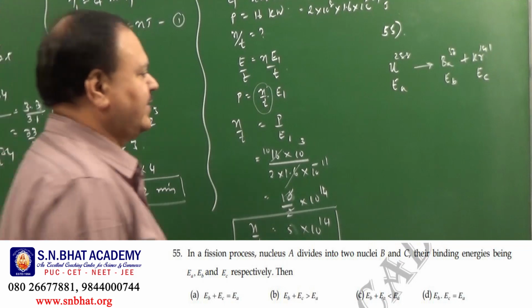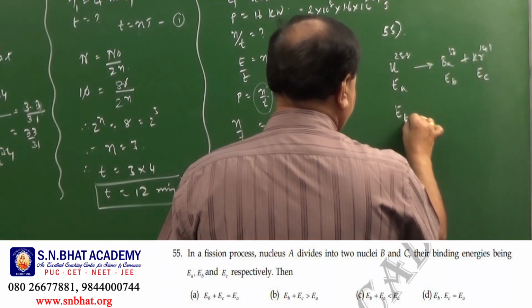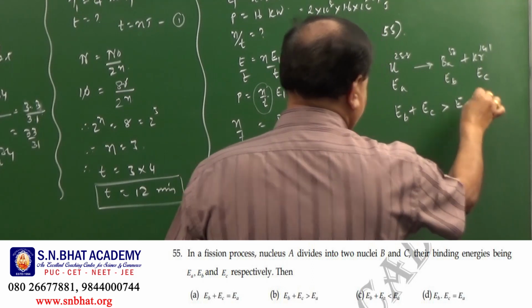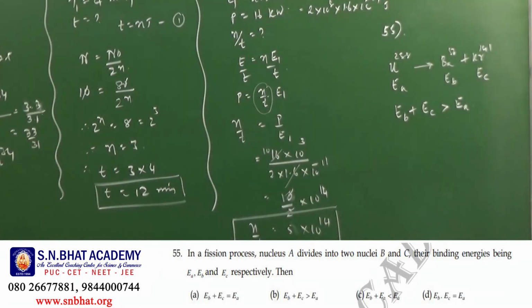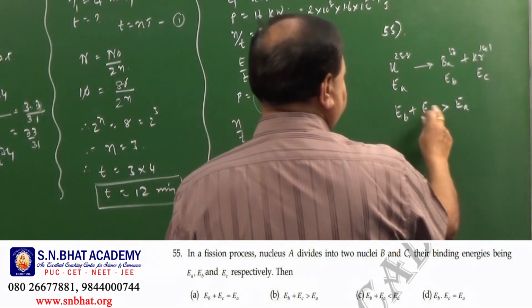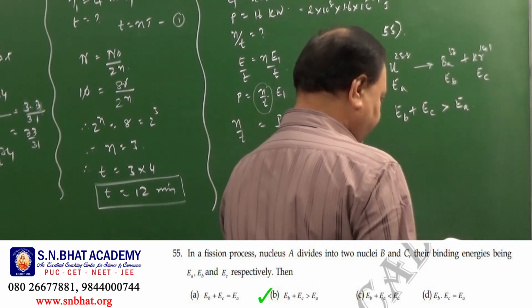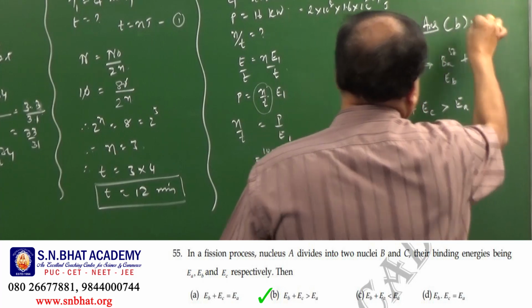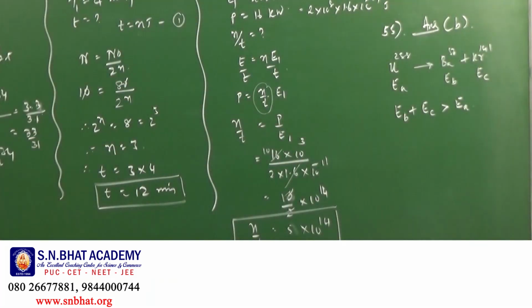Remember, always in this process your EB plus EC is more than the EA. Keep this in mind well. Because of the mass defect, the mass is getting converted into energy, therefore EB plus EC, the energy, will be greater than EA, and therefore the answer for this question is B. Okay, question number 55.